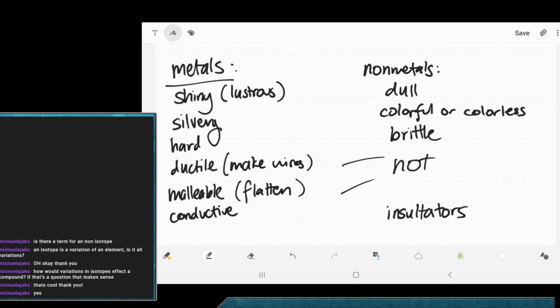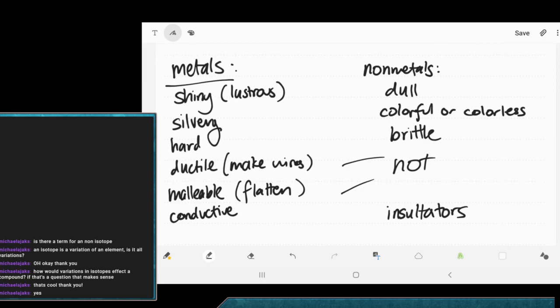And so when you think about metals, metals are pretty easy. The iron, okay, shiny, silvery, hard. I can make wires, I can flatten it out, and it's conductive. If you think about non-metals, for example, sulfur, it's dull. It's this kind of pale yellow color. It's colorful. If you take sulfur and hit it with a hammer, it's not even going to shatter. It's just going to crumble. And sulfur is not going to be conducting electricity or heat for you.